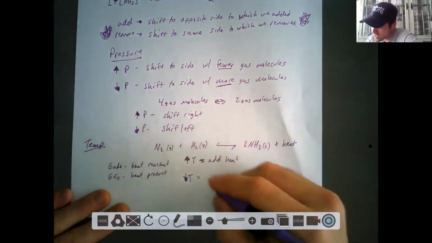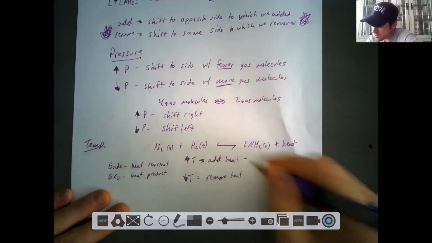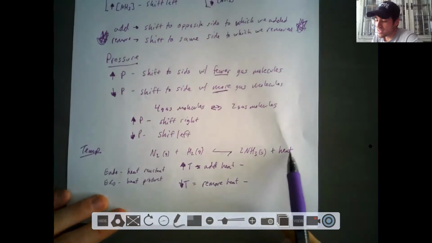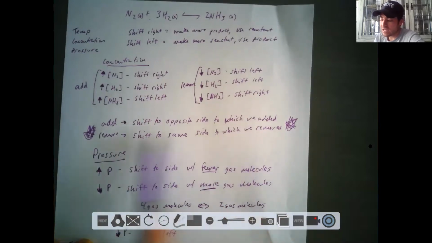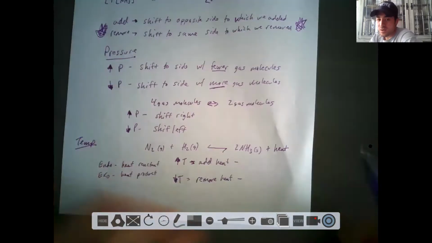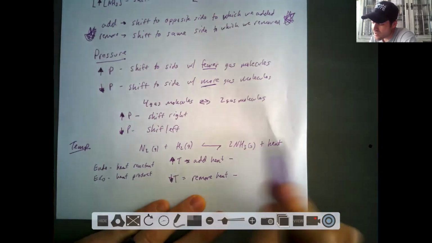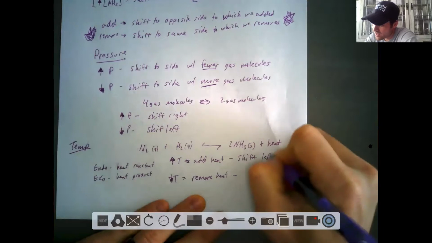How do I decrease the temperature? We have to remove heat. And so how would that shift it? Well, now that you know what side heat is on, we just go back to this idea right here. If we add, we shift to the opposite side. If we remove, we shift to the same. So if I were to increase the temperature here, I'm going to add heat to the right, so I'm going to shift to the left.